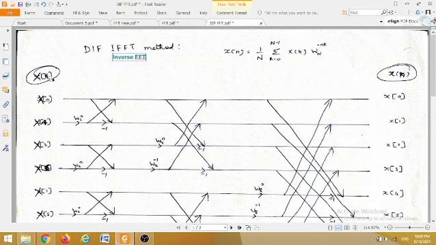Wherever x of k comes, it has to be in the bit reversed order. Don't think that the input is normal order and the output is bit reversed order. Don't think in this manner. X of k means it is in the bit reversed order. X of n means it is in the normal order. That's all. X of k is bit reversed order. X of n is normal order.